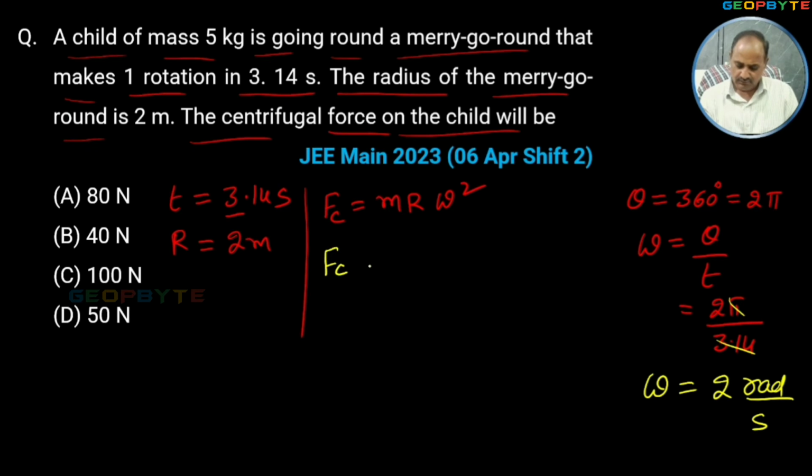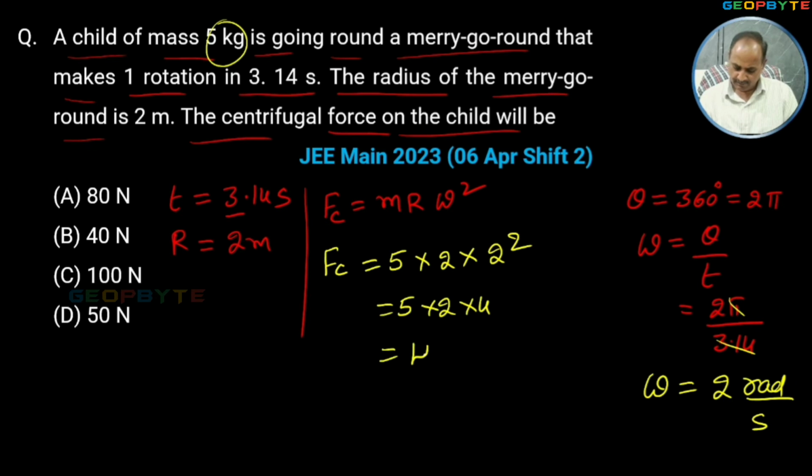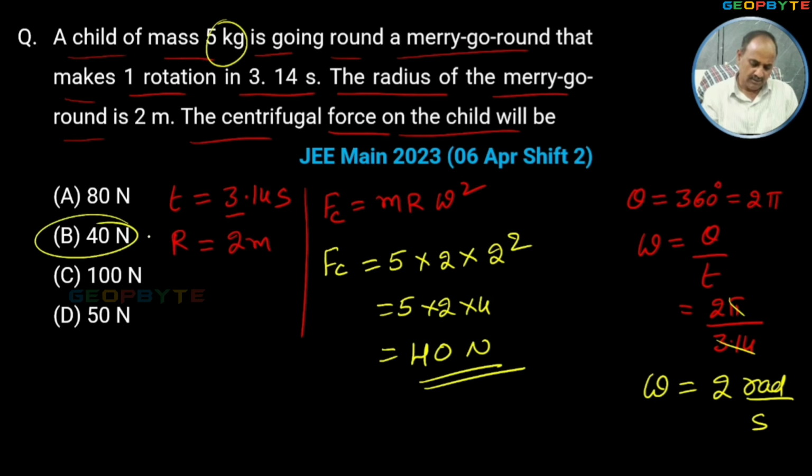Omega equal to 2 radians per second. Therefore, centrifugal force equal to m r omega square. The m value is 5, r value 2, into omega square, 2 square. It is 5 into 2 into 4, that is 10 into 4, 40. 40 newtons. Option B is absolutely correct. I hope you understood. Understood or not?